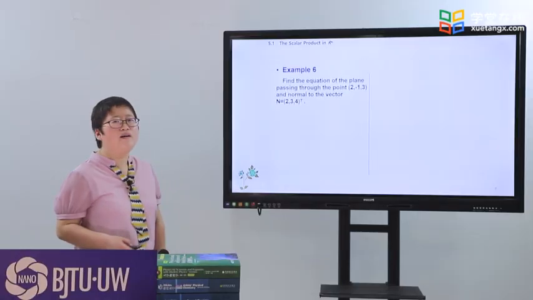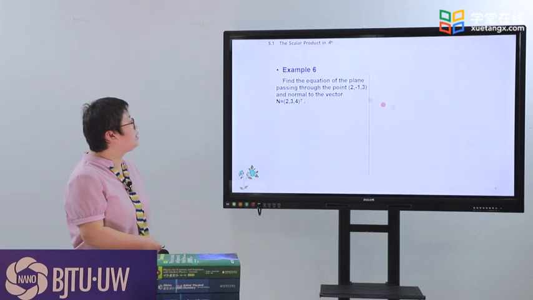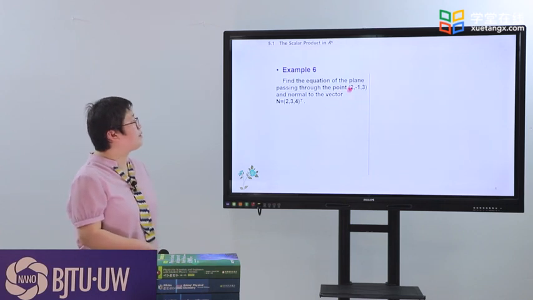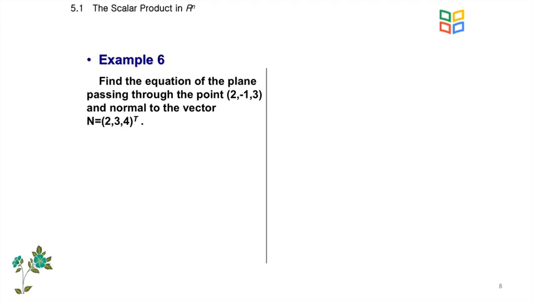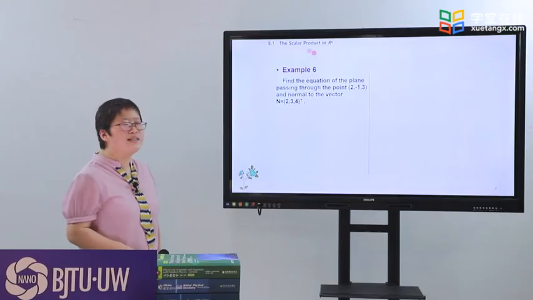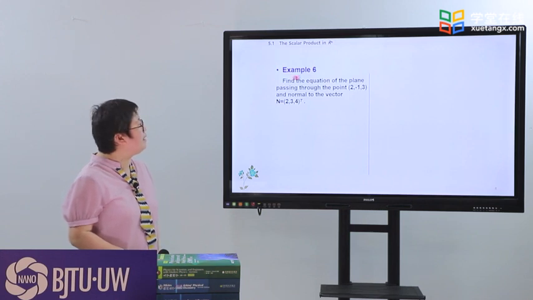You see, this example asks you to find the equation of the plane passing through the point (2, minus 1, 3) and normal to the vector n equals (2, 3, 4). So any vector in this plane, you can have this vector, right? So it's x minus 2, y plus 1, and z minus 3. So this is a vector on this plane, okay?